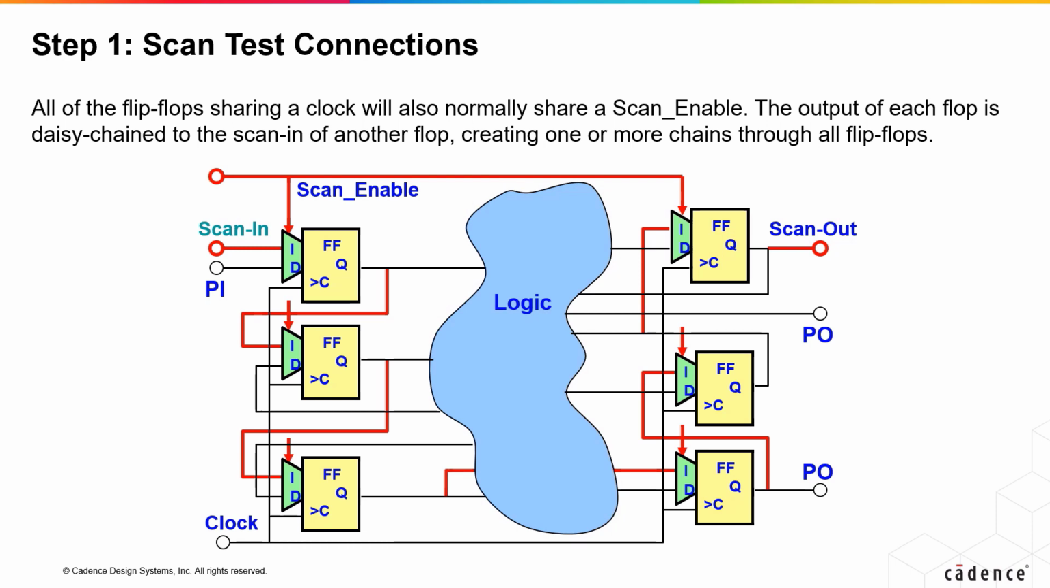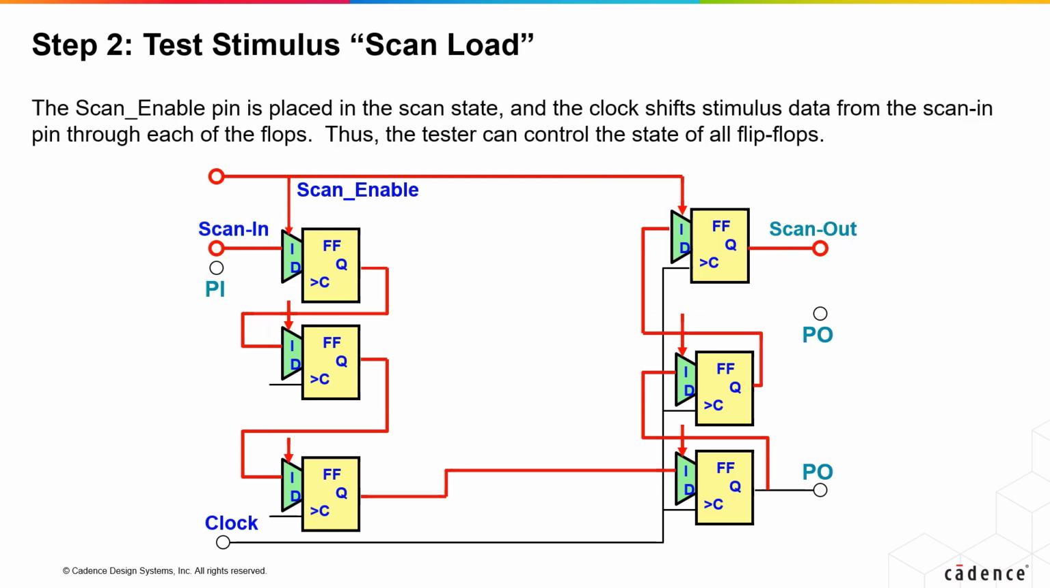Let's take a look at how this is done: loading the stimulus, capturing the circuit response, and unloading the responses. Here we show just the logic in the design needed to load the scan chains with control values. The scan enable pin is set to the scan value. Then the stimulus data, calculated by the ATPG program, is supplied serially at the scan-in pin, 1 bit per clock pulse. The clock is pulsed the same number of times as the length of the scan chain. At the completion of this operation, new stimulus data will have been loaded in each and every scan flip-flop.